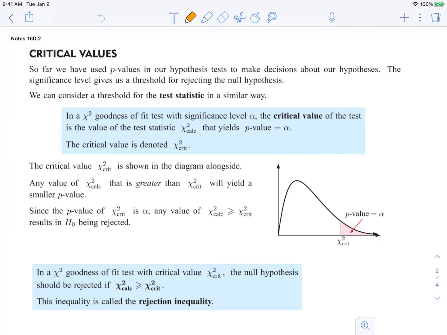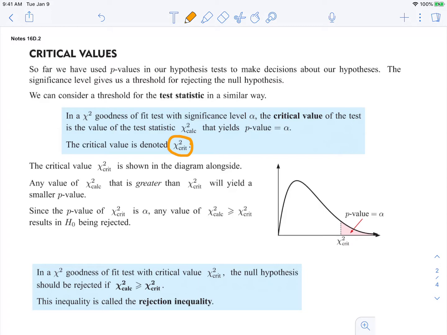So in the blue box, in a chi-squared goodness of fit test with the significance level, the critical value of the test is the value of the test statistic, chi-squared calculation, that yields a p-value equal to the significance level. The critical value is denoted by chi-squared critical.